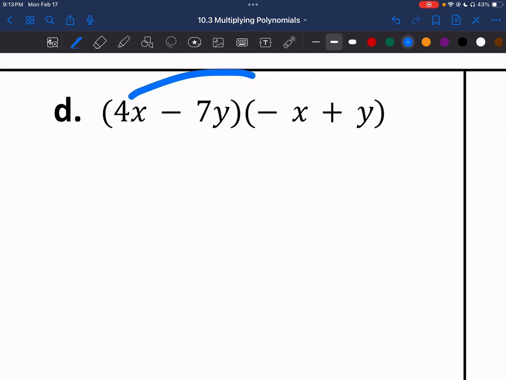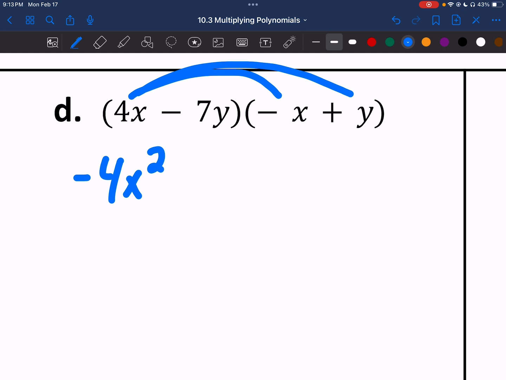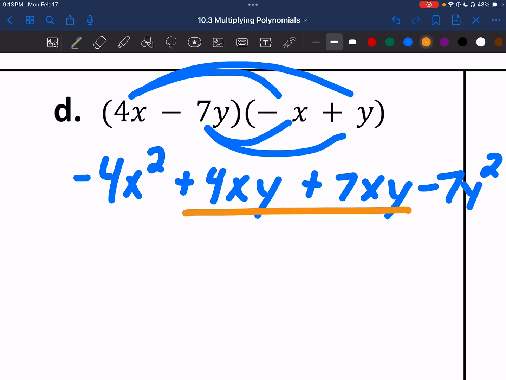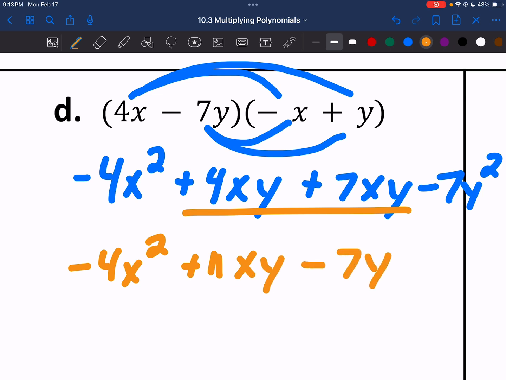Letter D, 4x times negative x is minus 4x squared. 4x times y is plus 4xy. Oh, that's interesting. Negative 7y times negative x is plus 7xy. And lastly, we have minus 7y times y, which is minus 7y squared. And combine like terms, negative 4x squared. We have a 7xy and a 4xy, so that's plus 11xy. And then minus 7y squared.